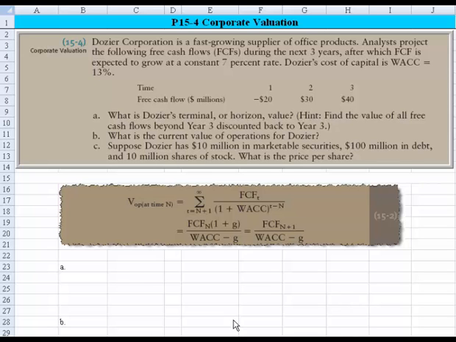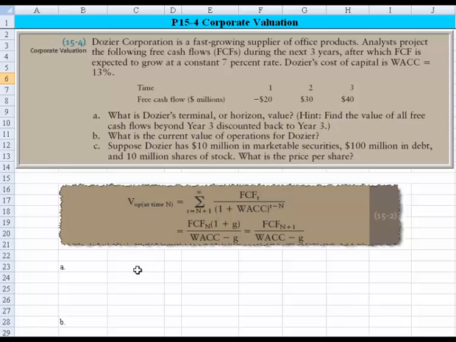We have a timeline in front of us with free cash flows for the next 3 years. Let's take a look at part A now. Part A asks, what's the terminal or horizon value? And they give us a hint: find the value of all the free cash flows beyond year 3, and then discount it back to year 3. I've put the formula that we need to determine the value of the operation when there is a period of constant growth, and that's what we have under Part A.